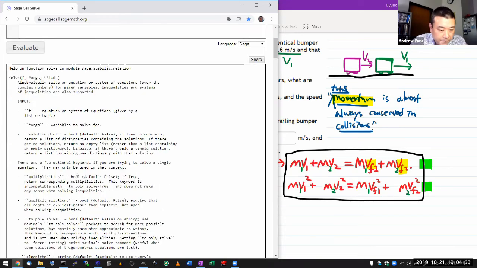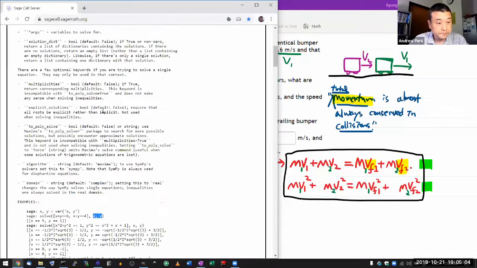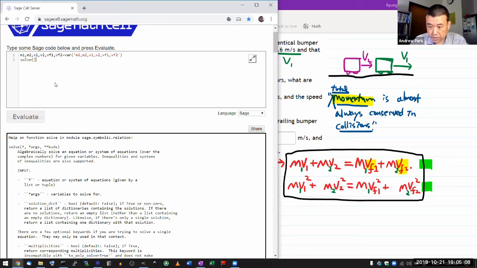Now what I need is to specify this solve expression. This expression defines the system of equations you're trying to solve, and these are the variables you're trying to solve for. So let me write it down. Solve: my first equation is M1 times V1 plus M2 times V2 is equal to, I need two equal signs, it's an assignment versus a comparison operator, M1 times V final 1 plus M2 times V final 2. That's my first equation. My second equation: M1 times V1 squared plus M2 times V2 squared is equal to M1 times V final 1 squared plus M2 times V final 2 squared. That's my system of equations, and I want to solve it for V final 1 and V final 2.